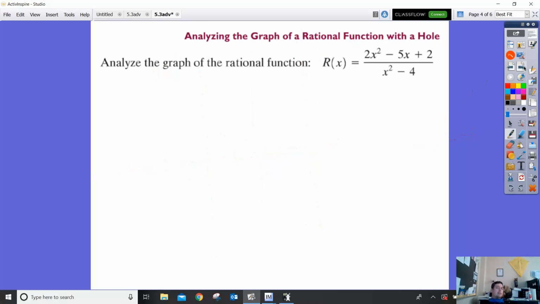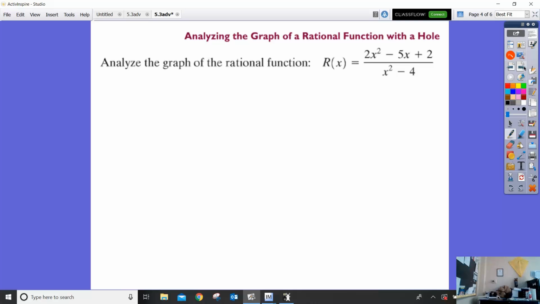I don't think I'm going to graph it with you, but we're just going to analyze it. And if you want to graph it, you can graph it on your own time, or you can do your homework. There's lots of graphing practice in there. Analyze the graph of this thing. I guess we ought to factor it first.